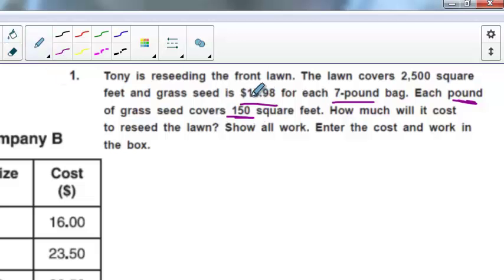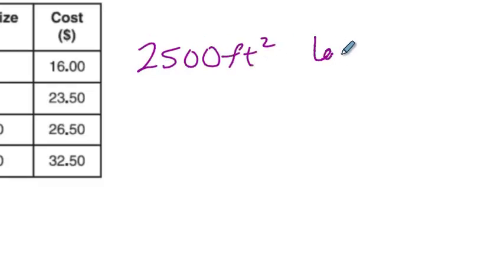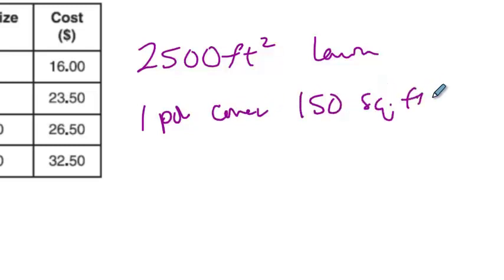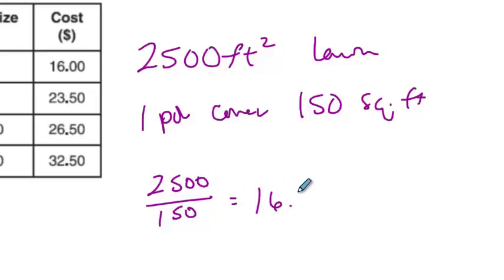So the first thing I want to do is determine how many pounds of grass seed it's going to take to cover this space. Okay? So I have 2,500 square feet of lawn. 1 pound covers 150 square feet. So how many pounds will it take? How do I figure that out? Divide. So I'm going to take 2,500 divided by 150. What's that give me? 16.6 repeating.